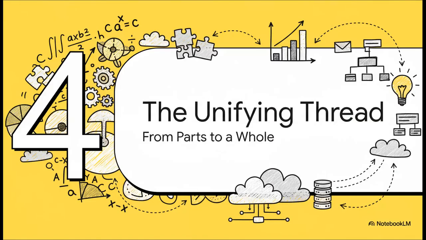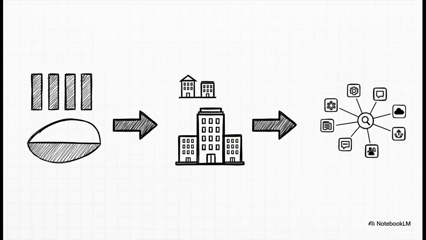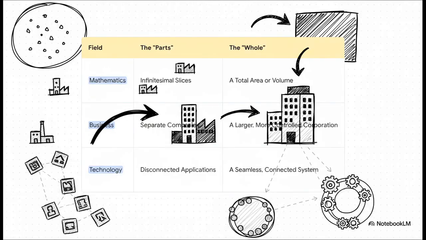So we've jumped from calculus to corporate strategy to cloud architecture. Now it's time to connect all the dots and really look at that single powerful idea that's been running through this whole explainer. The common thread is this fundamental drive to create something greater from smaller pieces. It doesn't matter if we're talking about finding an area, building an empire, or designing a software system. The goal is always the same: combine the separate parts to make the whole more powerful than the sum of its pieces.